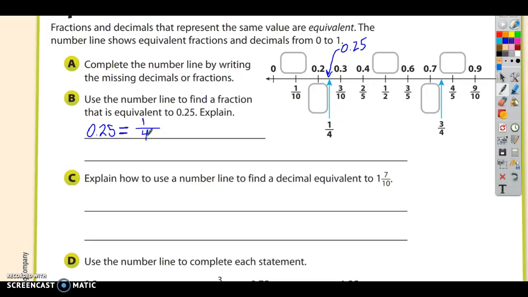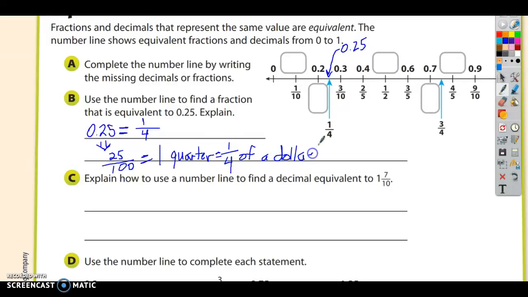And there's different ways to explain it. I mean, we could be complicated or we could be simple. One way to explain why they're equivalent is to do this right here. 0 and 25/100 would be 25/100. And if you think about money, 25/100 would be 1/4, or 1/4 of a dollar.